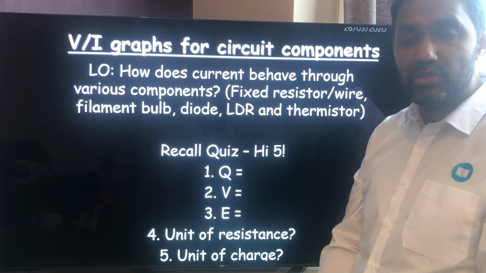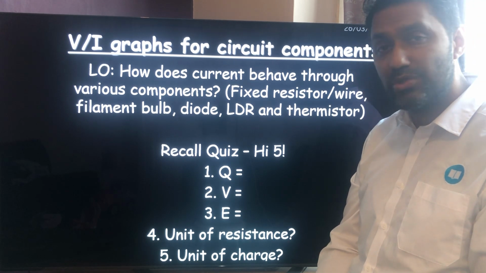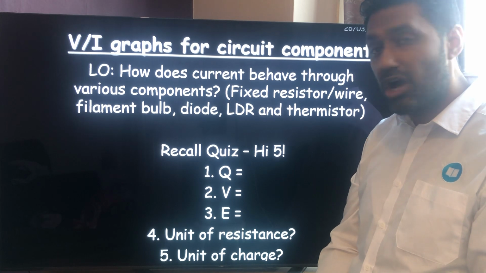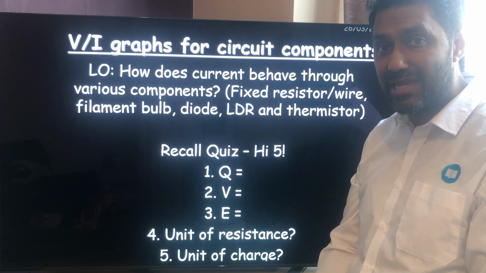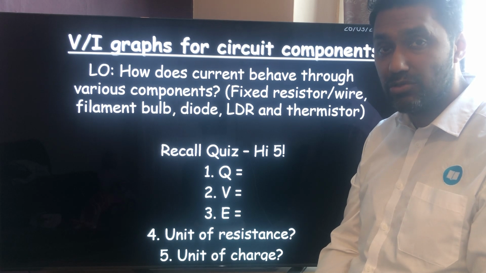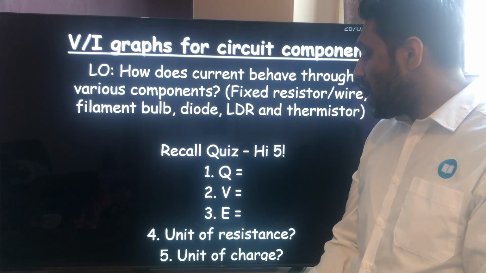So Q equals, if you can recall, Q equals IT. What does Q stand for? Q stands for charge. And charge is equal to I, which is current, times T, which is the time, IT. I told you to remember it as quit: Q equals IT, I standing for current.